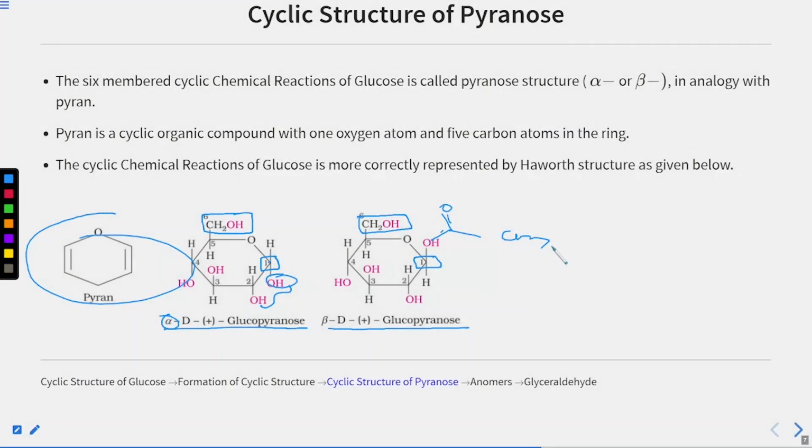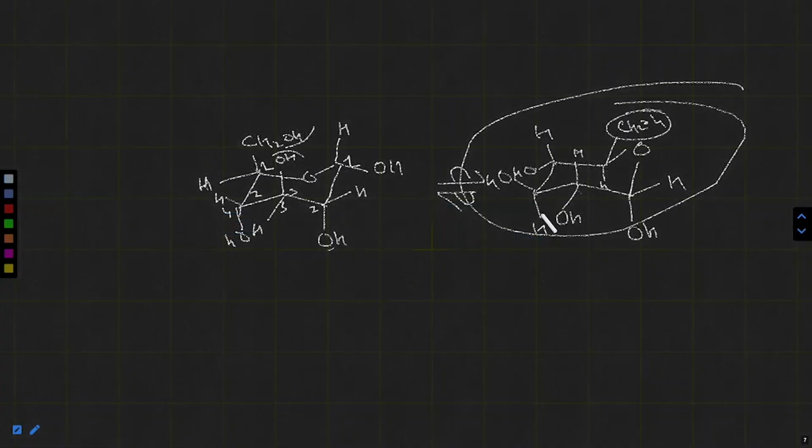Now we are done with glucose, and we are only left with the cyclic structure of glucose in the cyclohexane form, or the chair form. With this, I would end my lecture. Thank you.